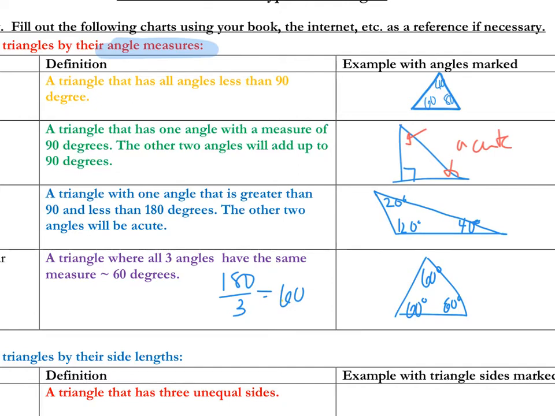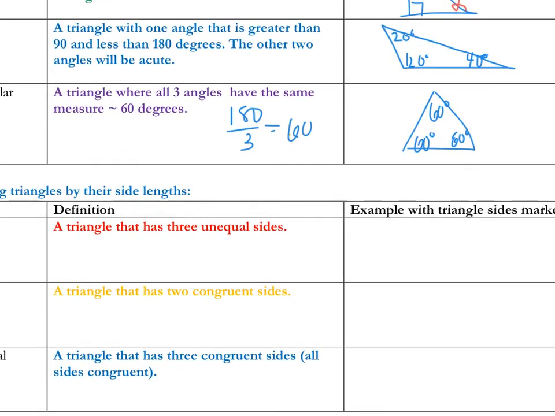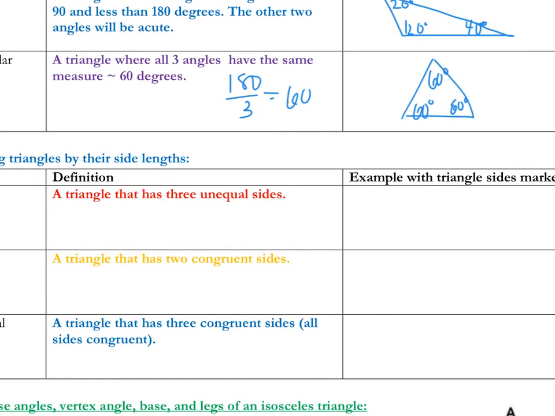Okay, the next thing we are going to do is discuss side lengths, how to classify a triangle by its side lengths. So a scalene triangle is a triangle whose sides are all different measures. So 9, 8, and 7. All those are different measures.